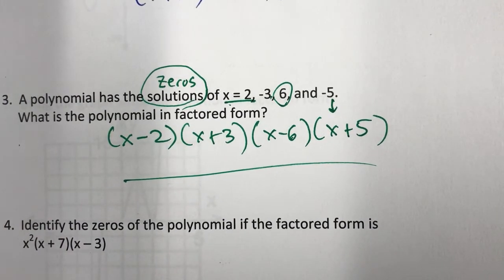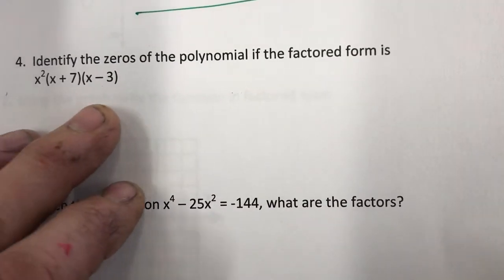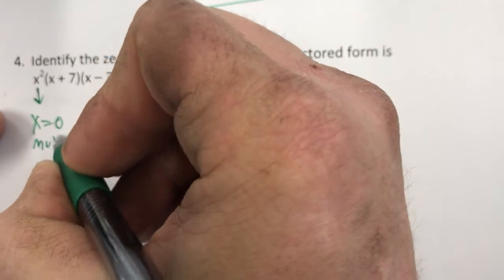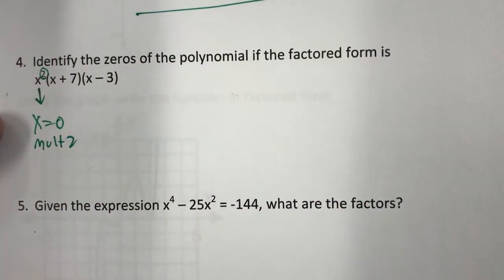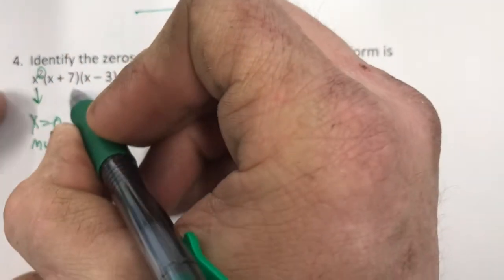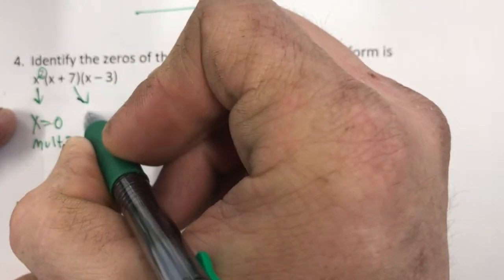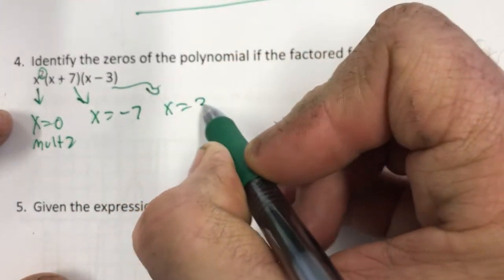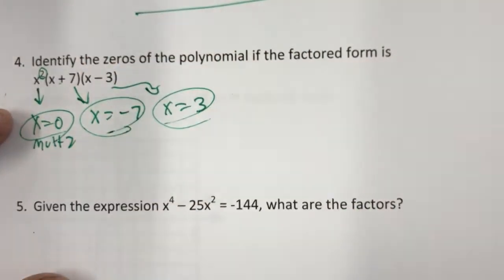Okay. Number 4 here, identify the zeros of this one. Okay, right here, x equals 0 right there. Now this has multiplicity 2, because see it's squared, which means it's a double factor, but I don't think this problem asks for that. Right here, x equals -7. And then right here, x equals +3. And so there's my zeros, or my solutions.